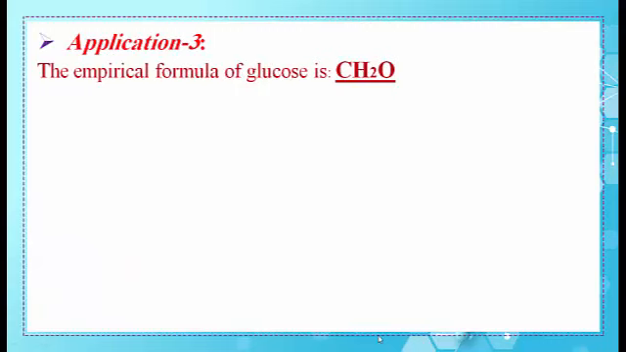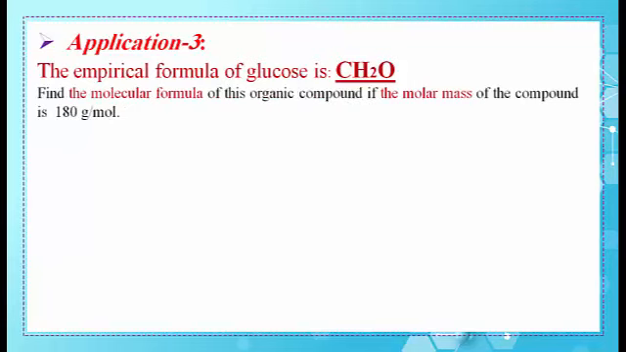Let's solve application 3. The empirical formula of glucose is CH2O. Find the molecular formula of this organic compound if the molar mass of the compound is 180 grams per mole. First, we know that the molar mass of the compound CH2O times N, which was the GCD of the subscripts, is equal to 180 grams per mole.